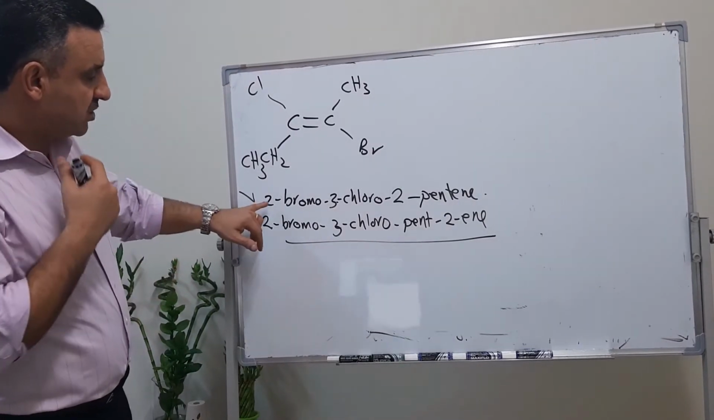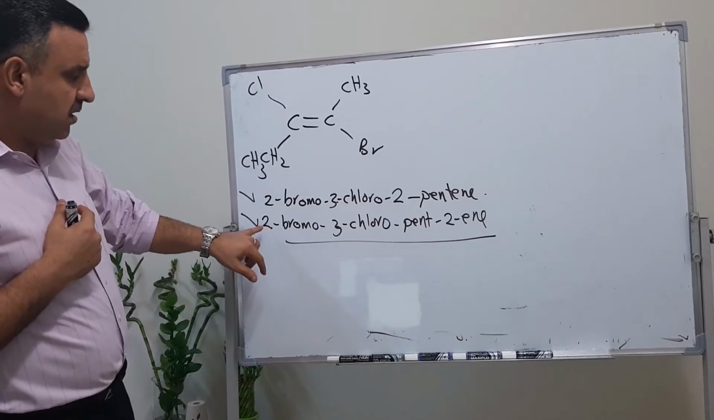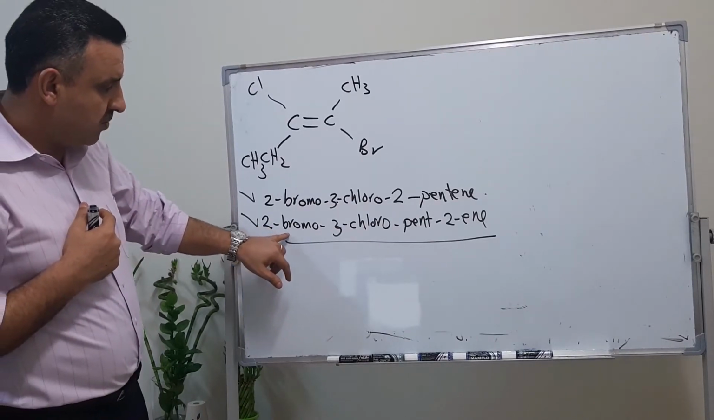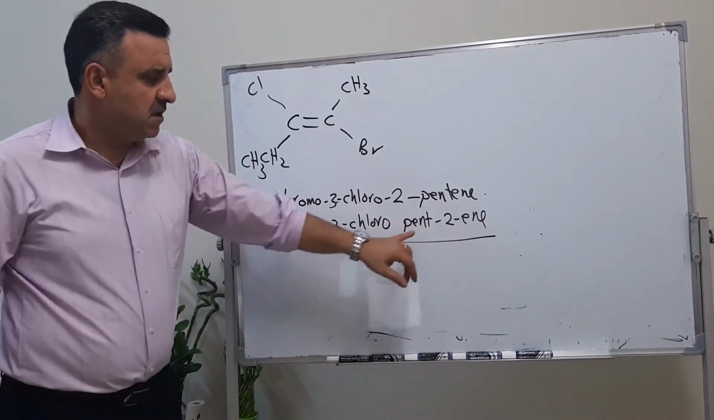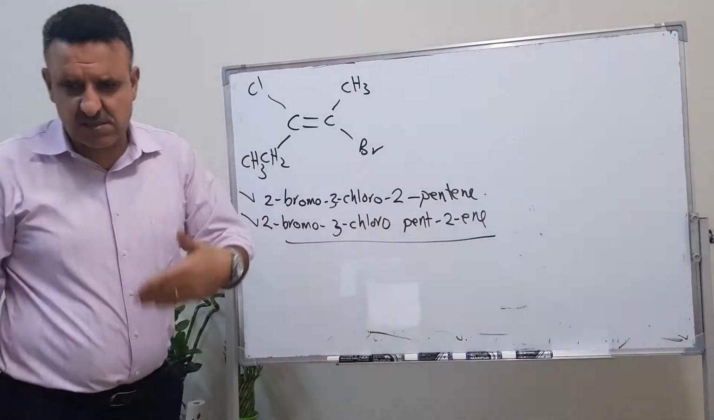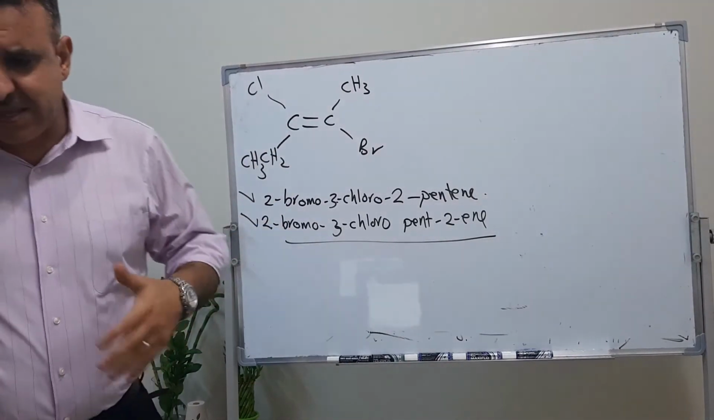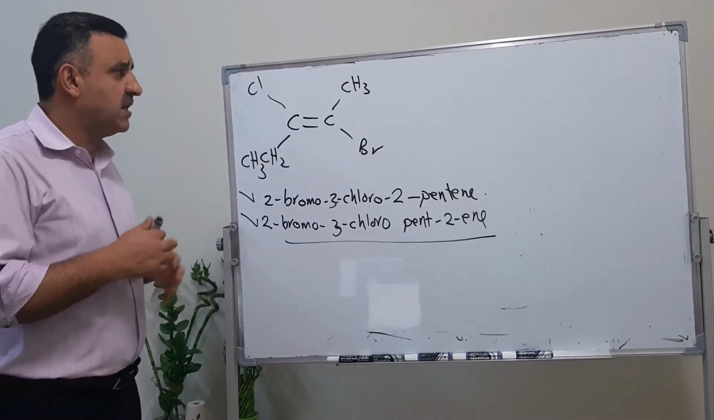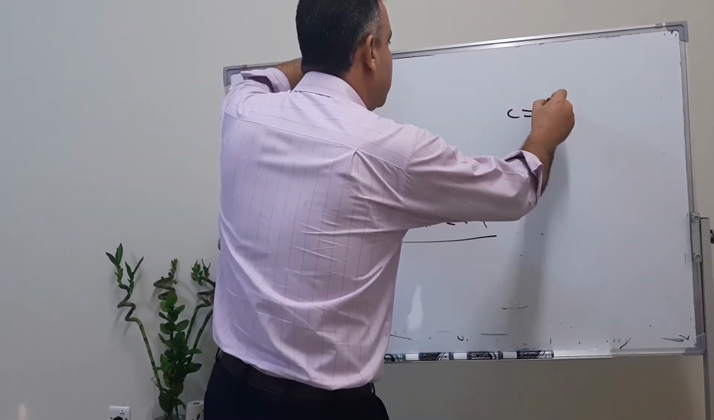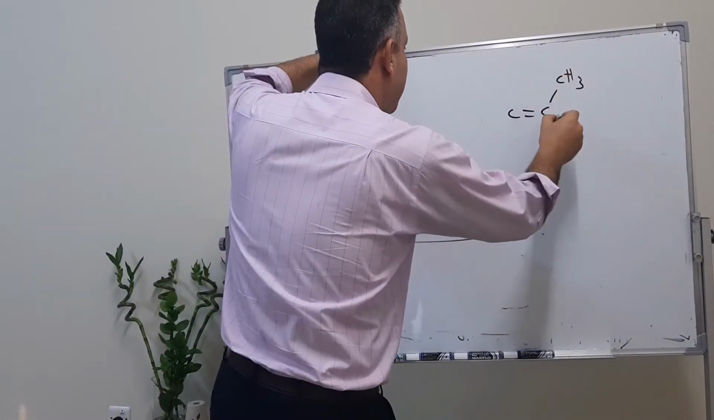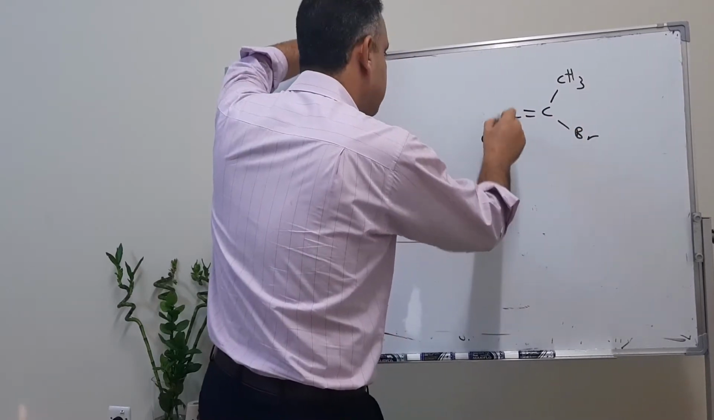You follow me? So it will be 2-bromo, 3-chloro, 2-pentene, or we may write it like this: 2-bromo, 3-chloro, pent, then 2-ene. Either way is fine. But, so this is the IUPAC name. But now we need to know that there are different possibilities. For example, here, I may draw this way. For example, if I have another compound, and this is the structure of this compound.